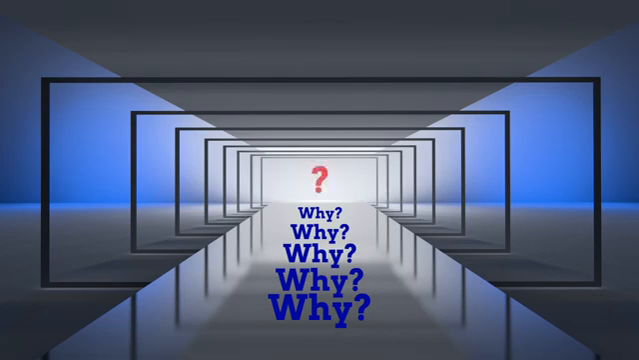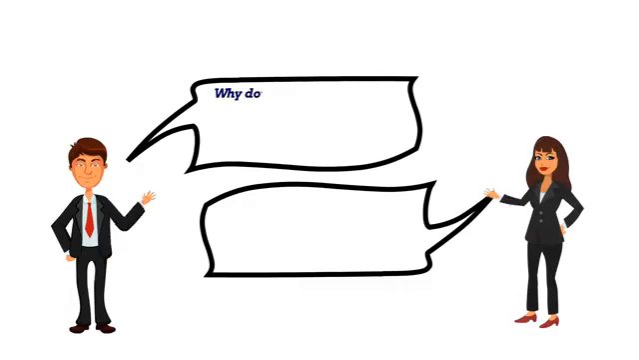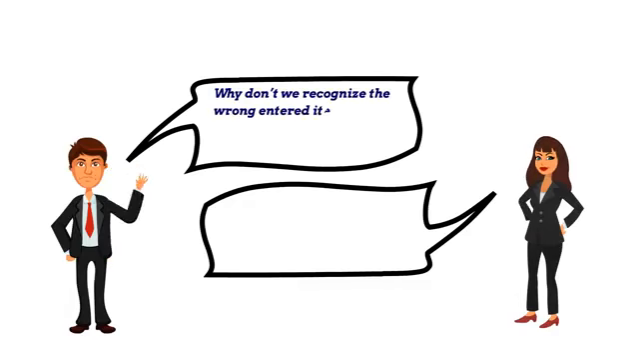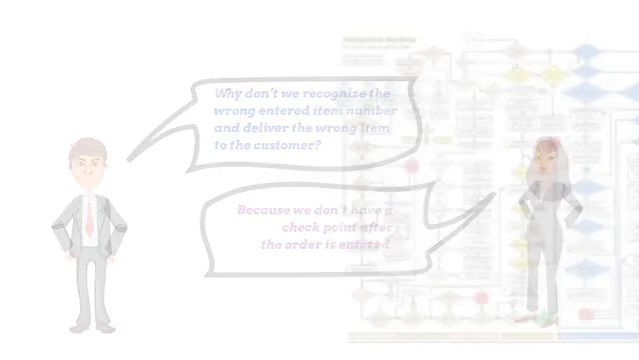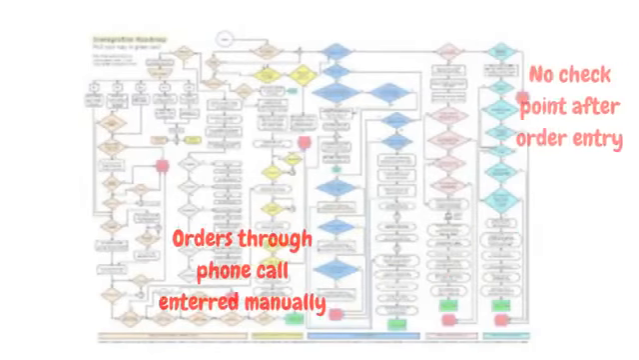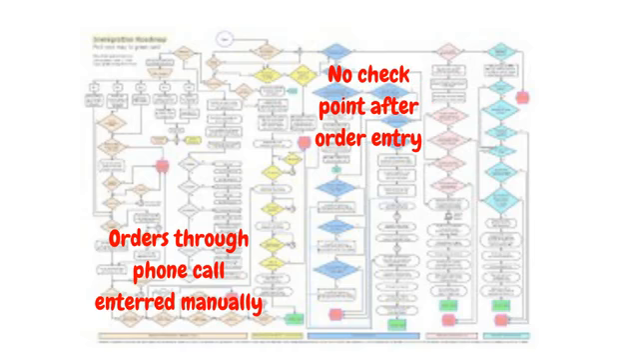Why don't we recognize the wrongly entered item number and deliver the wrong item to the customer? Because we don't have a checkpoint after the order is entered. We have now found a second cause for the problem while using the 5-Y method. Both causes are within the order process. Maybe there are more causes hidden within the process.